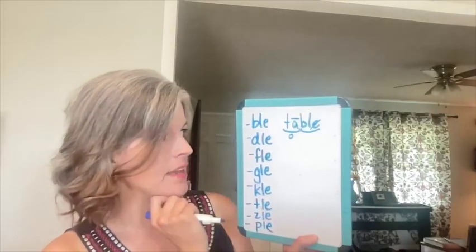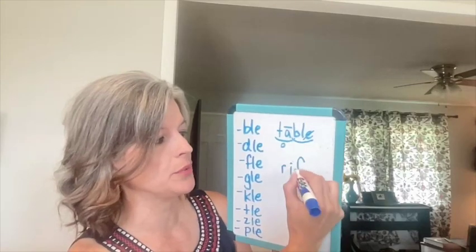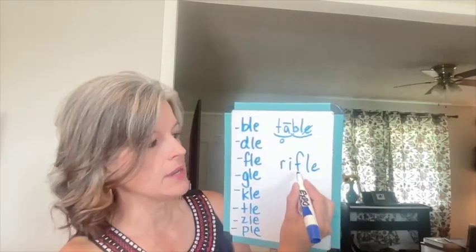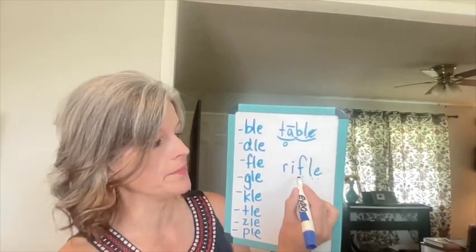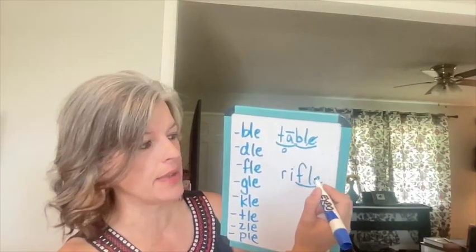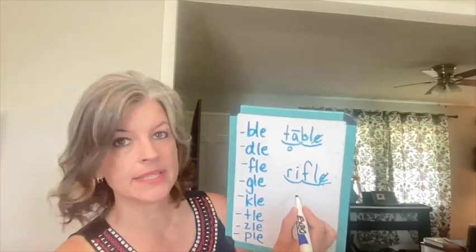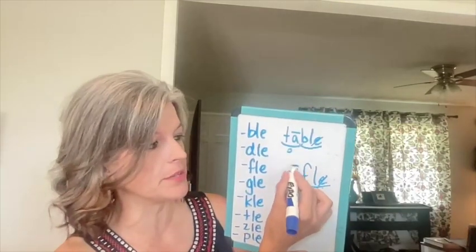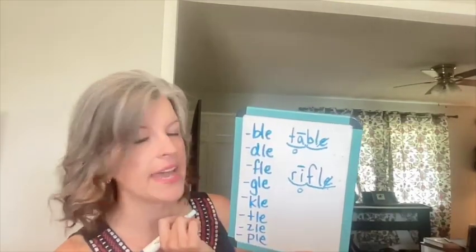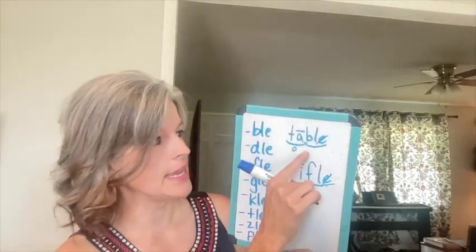Let's look at another one. This is another one that might have an open syllable. I see consonant LE. I'm going to count back 3. 1, 2, 3. So that's its own syllable type. I know the E is silent. And RI will be its own syllable. There's nothing closing in the I, the vowel there. So it's going to be long. So that is rifle, just like this one was table.